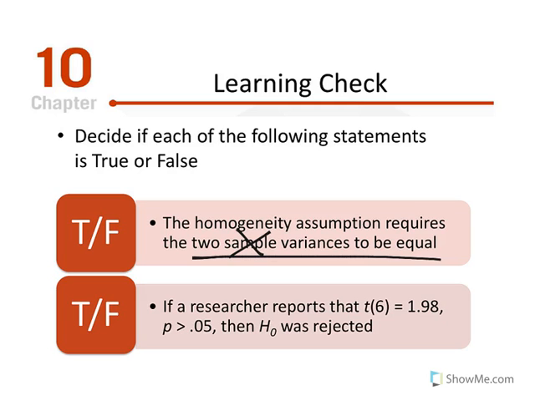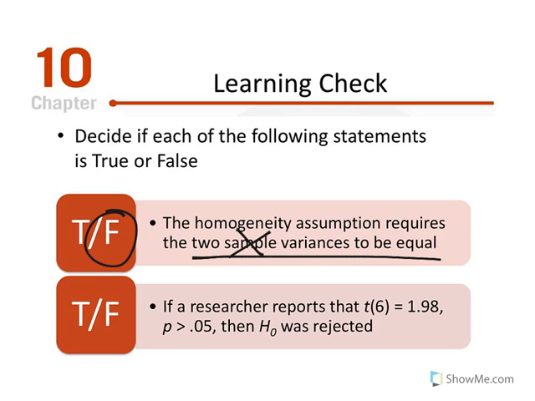Okay, so again, the sample variances aren't going to be identical to the populations. We understand that, accept that because of the natural discrepancies in selecting scores for a sample compared to having all of the scores in a population. So this is a false statement, and the reason again it's false is because the homogeneity assumption requires that the two population variances will be equal.